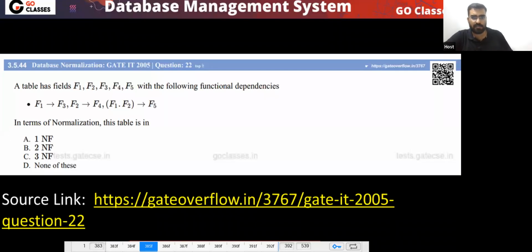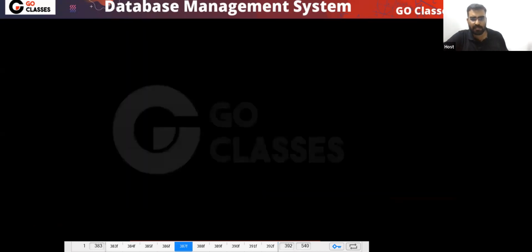This is your GATE exam question, GATE 2005. Tell me, what is the answer? Some fields are given to you. Field means attribute, so some attributes are given to you, F1 to F5, with the following functional dependencies. In terms of normalization, the table is in. Basically, your answer must be the highest normal form. This is an MCQ question.